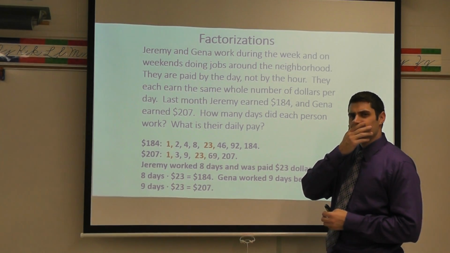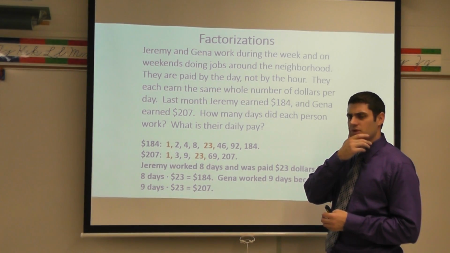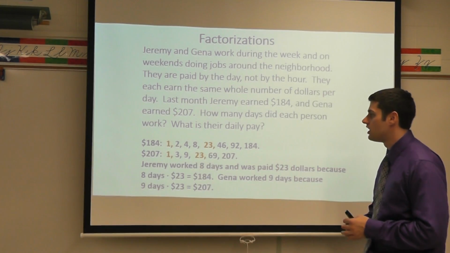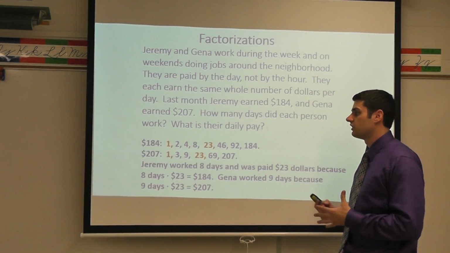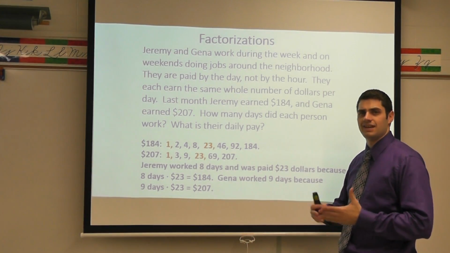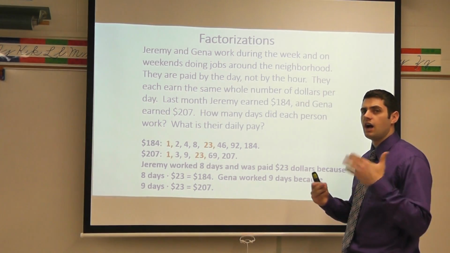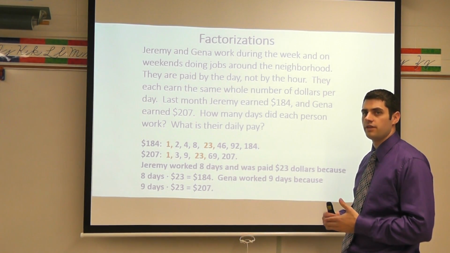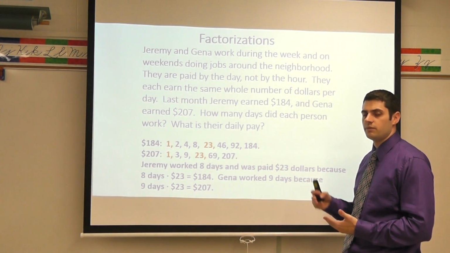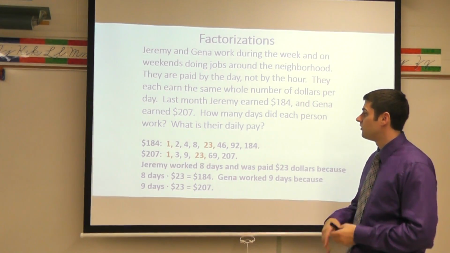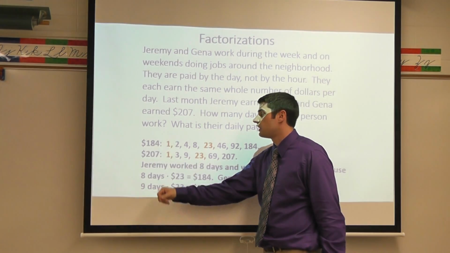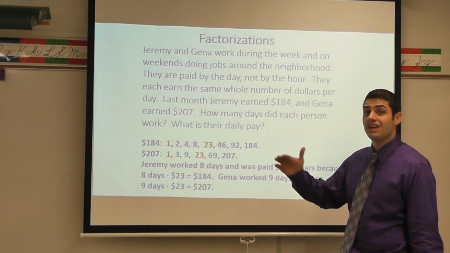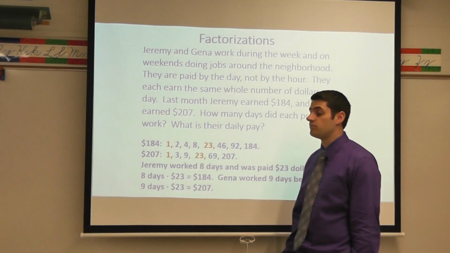So, how do I know which one to choose, Mr. Lehner? They're both common factors here. 1 and 23 are common factors between both of these numbers. But does it make sense to say that they both earned $1 each day? I just mentioned that it was a month. Well, if they work 31 days, every single day in the month, and they each earn $1 a day, they would earn $31 at the most. Well, I know that Jeremy earned 184 and Jenna earned 207, so 1 would not make sense to use, even though it's a common factor between both.